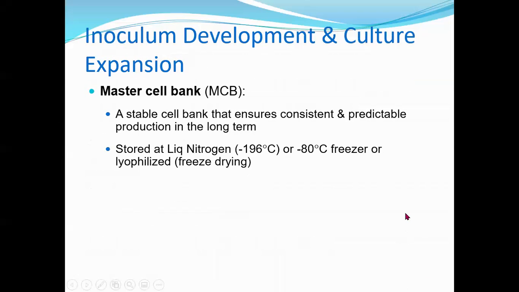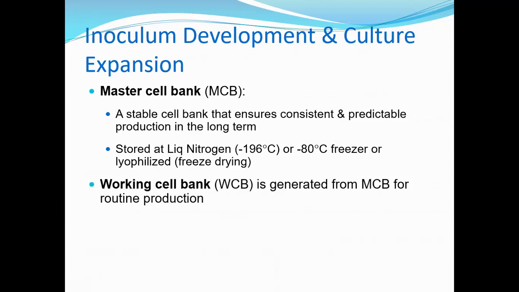So I briefly told you about the master cell bank, which is the master stock of the cell line which you have been using for your desired metabolite. But this is the master stock and it has to be stored in liquid nitrogen, that is minus 196 degrees Celsius, or at minus 80 freezer, or even lyophilized. So this is a stable cell bank that ensures consistent and predictable production in the long term.